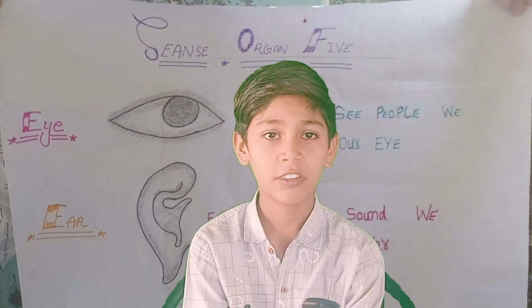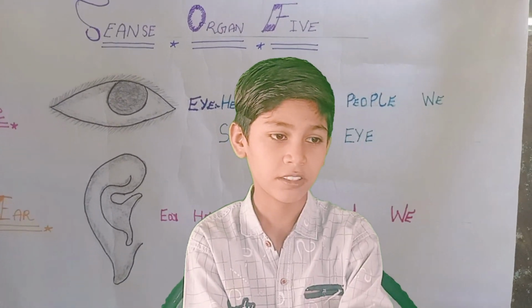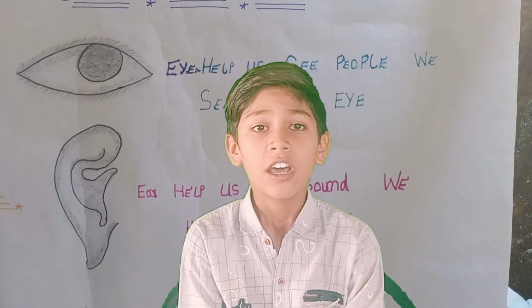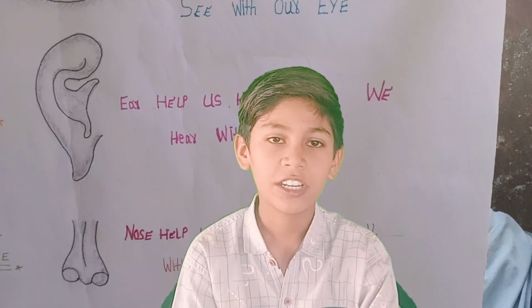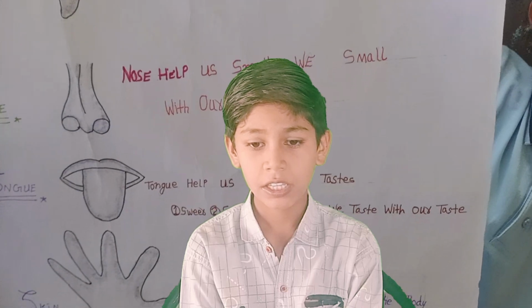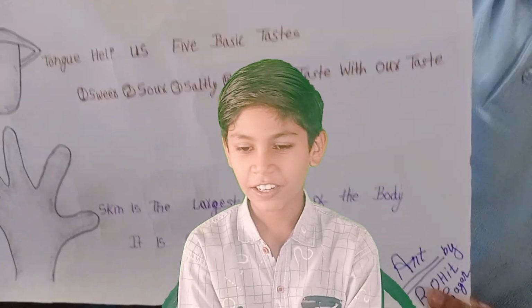I studied in class 7th model. Today my presentation topic is sensory organs. Sensory organs are the parts of our body that we should take care of. They help us sense what is around us. There are five sensory organs: eyes, nose, ears, tongue, skin.